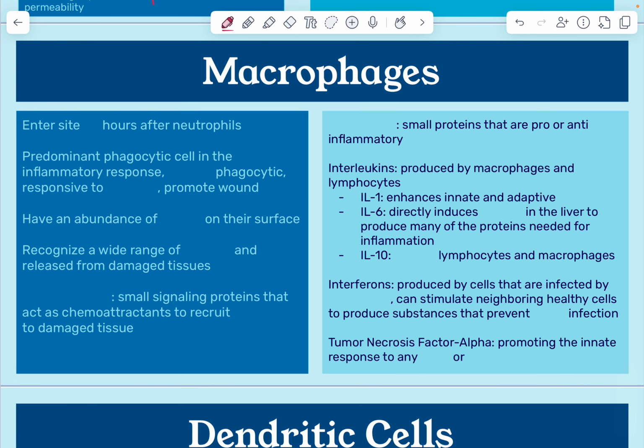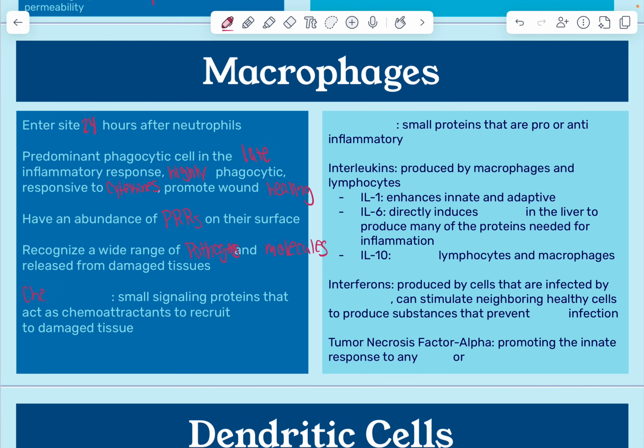Macrophages are the next type of cell, and these enter the site 24 hours after neutrophils. They're the predominant phagocytic cell in the late inflammatory response. They're highly phagocytic, and they're very responsive to cytokines. They're also going to help promote wound healing. They have an abundance of those PRRs on their surface, and they can recognize a wide range of pathogens, as well as molecules that are released from damaged tissues.